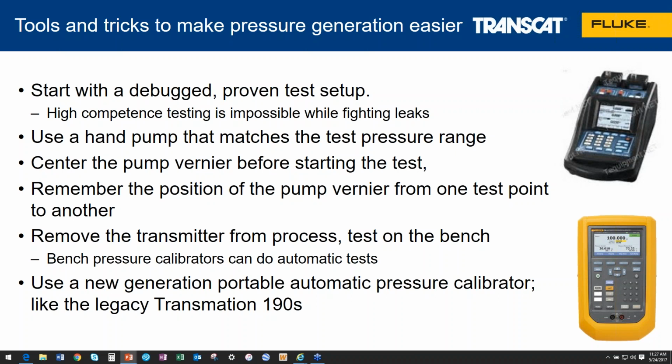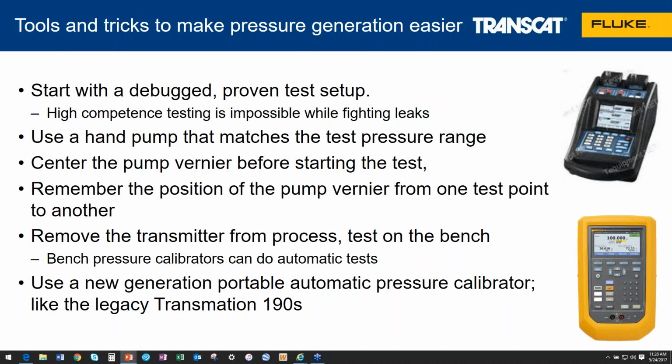Another method, not always achievable, is to remove the transmitter from the process in cases where the devices are being maintained in an outage. Testing on the bench is a much more controlled environment. There's a variety of bench test calibrators that work off of nitrogen bottles that allow you to do automated tests. So there's a large variety of different types of tools that can make bench pressure calibration easy.